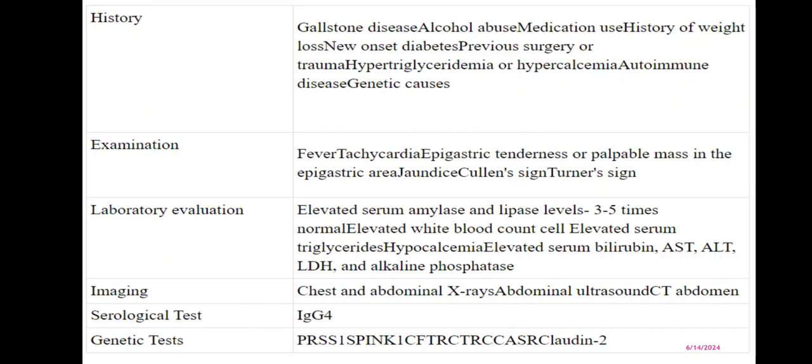Then on lab investigations, you will notice elevated serum amylase and lipase levels, 3 to 5 times normal. There will be elevated white blood cell count, elevated serum triglycerides, low calcium, and elevated serum bilirubin, AST, ALT, LDH, and alkaline phosphatase. On imaging, you perform a chest and abdominal X-ray, abdominal ultrasound scan, and a CT of the abdomen. On serological tests, you can do IgG4.